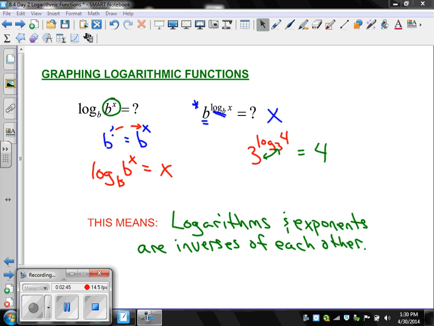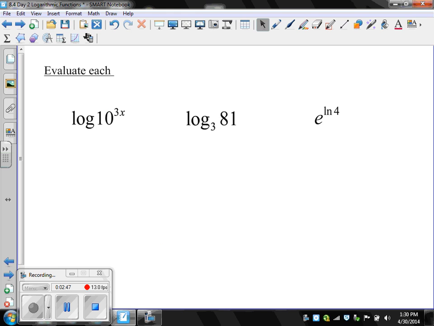Okay, let's look at a couple more examples. So these are 3 different examples. Let's take these one at a time. In the first one, we're going to evaluate the log of 10 to the 3x. Remember when there's no base written here, it's assumed to be the common log, base 10. Notice it's the same base as the base of my exponent here. So the log and the 10 to the are going to undo each other, and I should get back 3x.